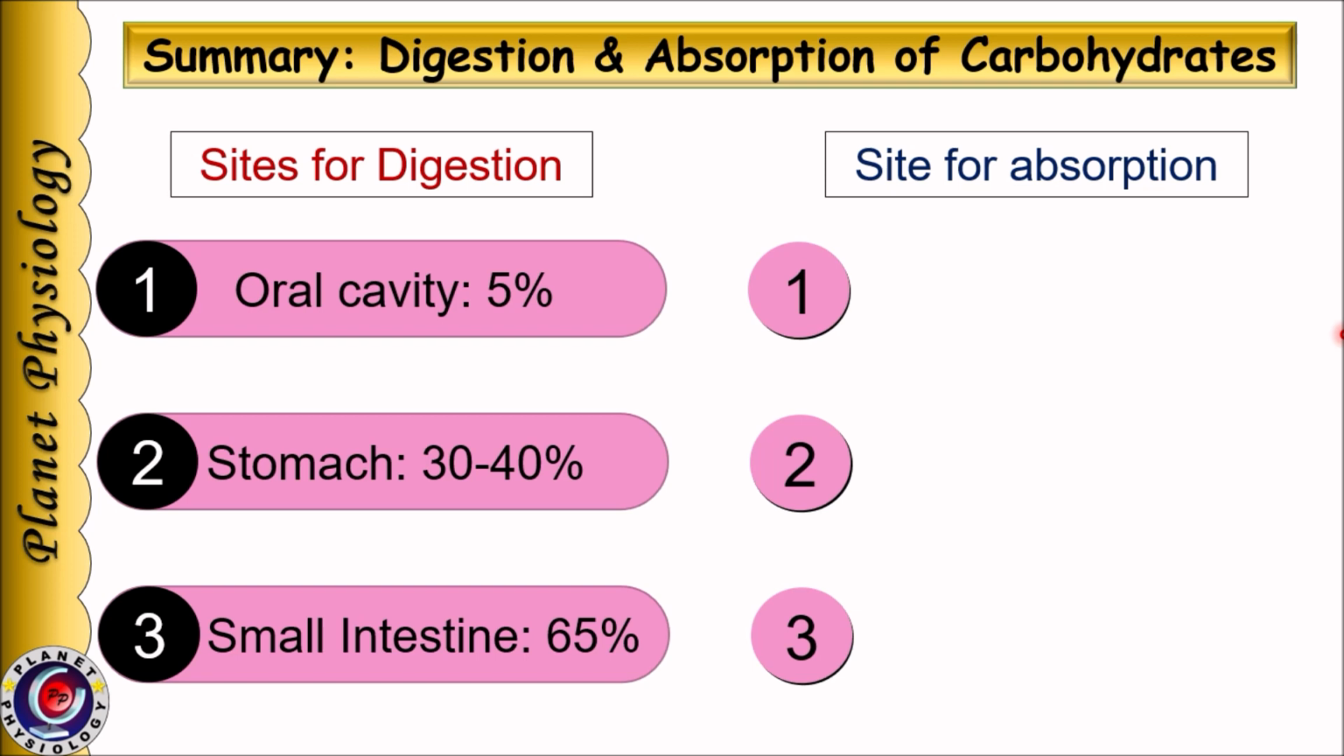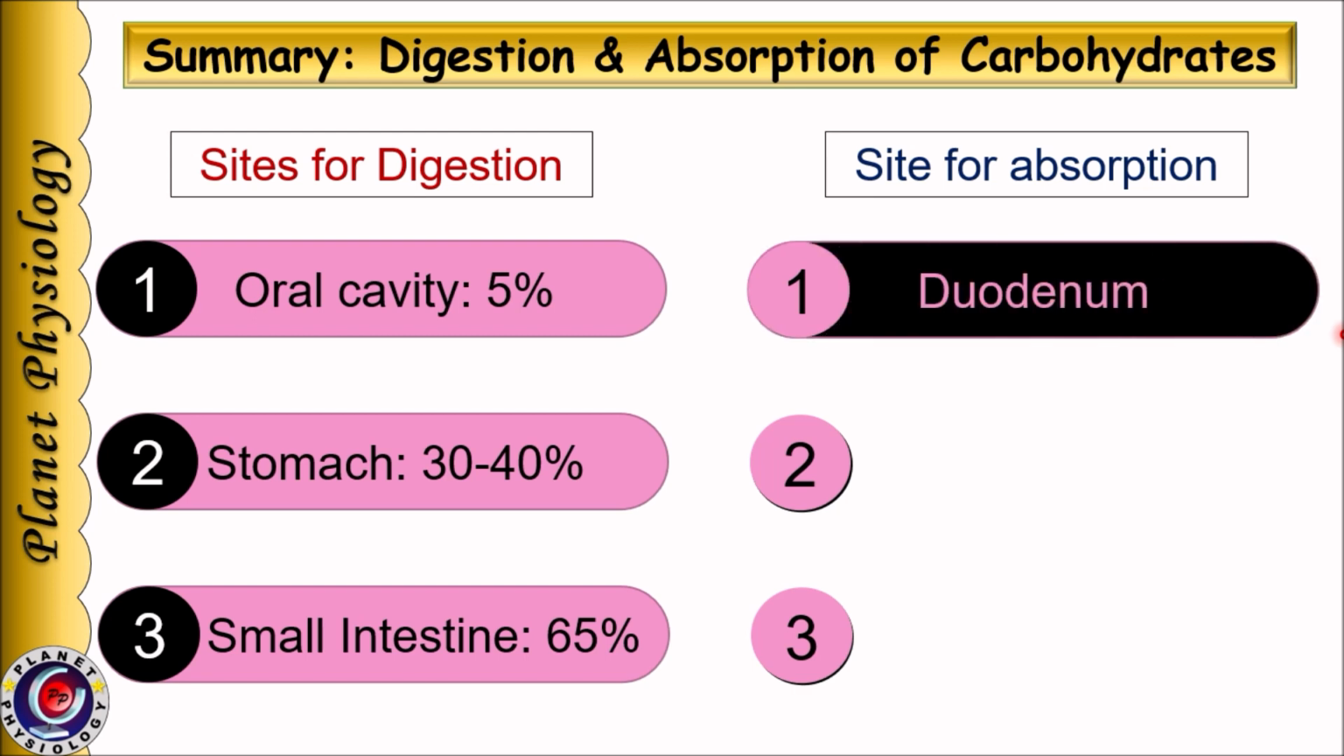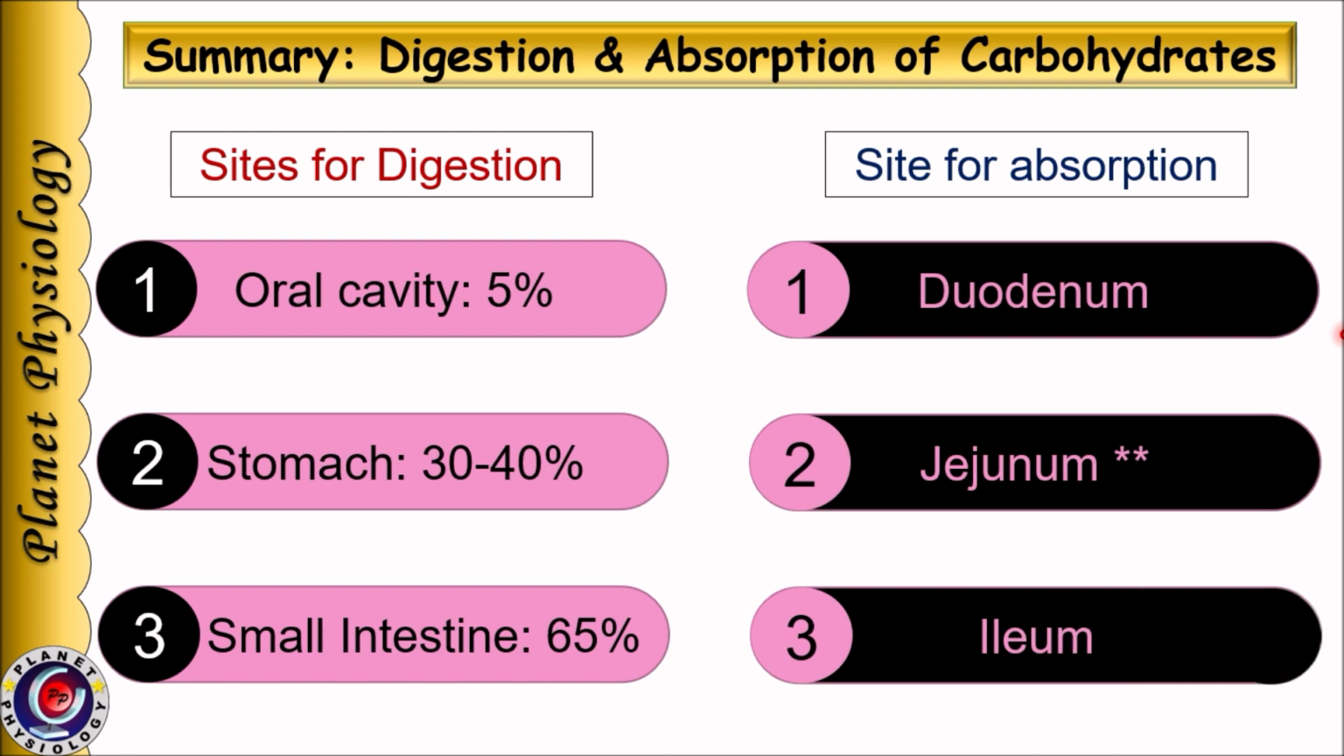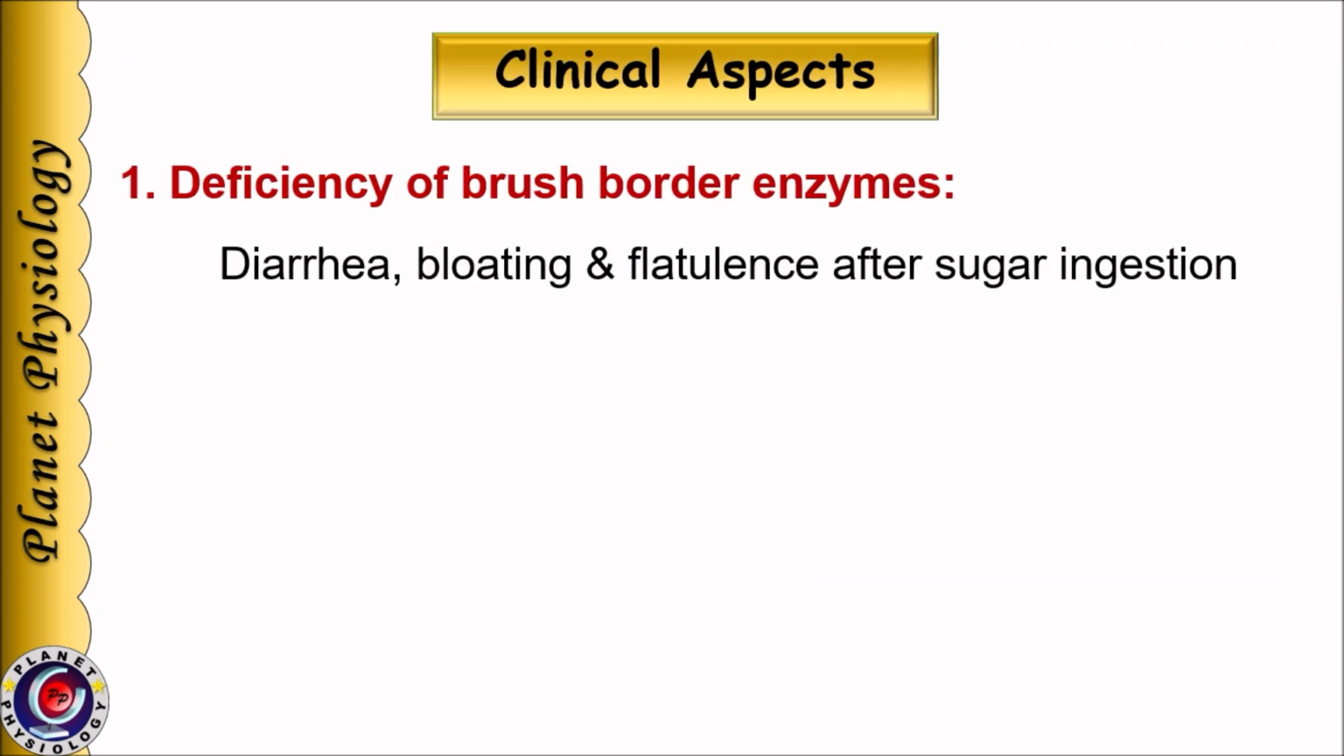Glucose is the main digestive end product and it is absorbed by cotransport. Most of the glucose absorption takes place in jejunum, even though carbohydrates are also absorbed in duodenum as well as ileum. Here we finish with the normal process of carbohydrate digestion and absorption. Let us study what can go wrong with this process.